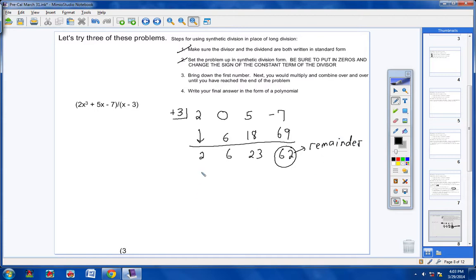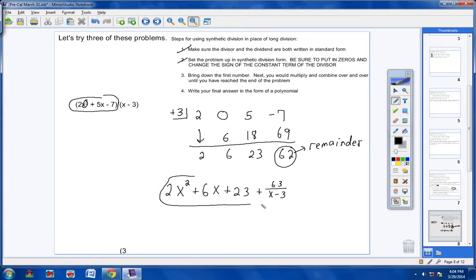So here's how you would write your answer, okay? Remember, you look at the degree of your dividend. Your degree is 3. Go 1 less than that, that would be a 2. So your first term is going to be x squared, and this is the coefficient right here, so 2x squared. Next is a 6, so plus 6x. Next is your 23, that's your constant term, 23, and then your remainder is 62, so plus 62 over, now what was your divisor? Your divisor was x minus 3.